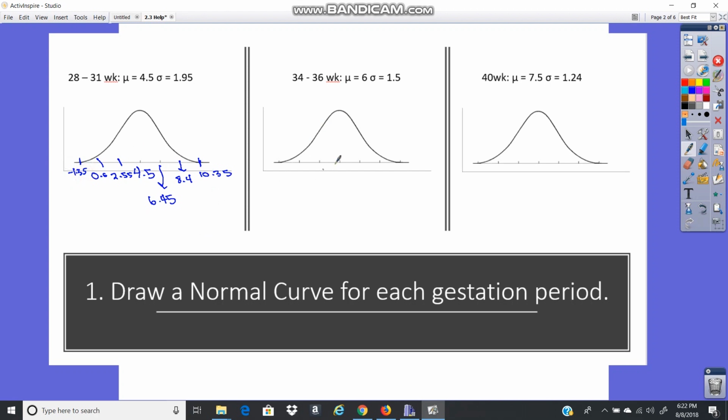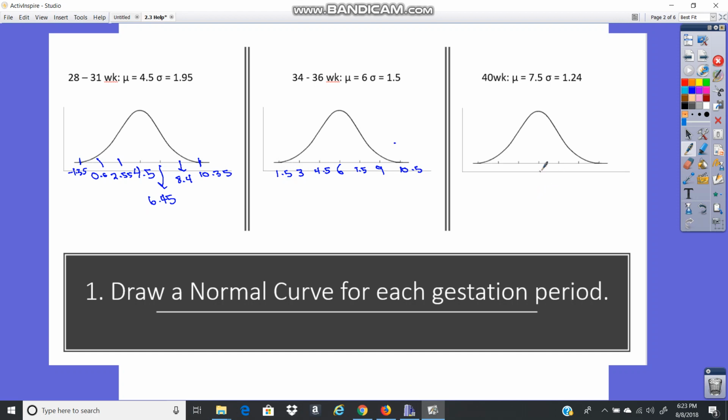For the 34 to 36, I have a mean of 6. I have a standard deviation of 1.5. So if I add 1.5, that gives me 7.5. I add another 1.5, that's going to give me 9. And then I add another 1.5, that's going to give me 10.5. Then I subtract here, I'm going to get a 4.5, then a 3, and then a 1.5.